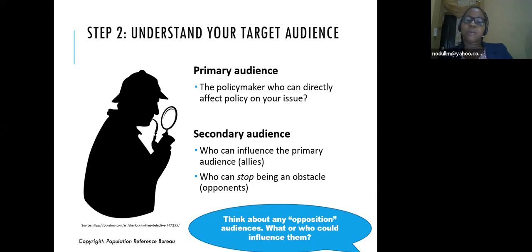Then there are those who are always forming obstacles, like opponents, maybe political parties, those who belong to the other faction or whatever enclave you are defining. So you can think of those who are opposing all the time. If we can get them to understand our issue, they can help us influence and stop being obstacles. So these people are also a very important part of our secondary audience.